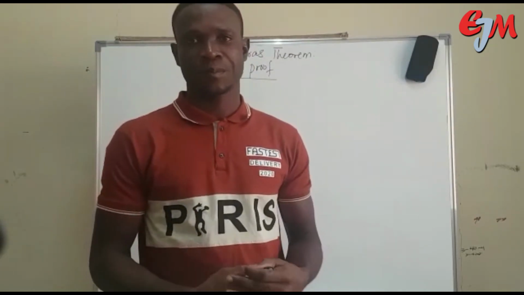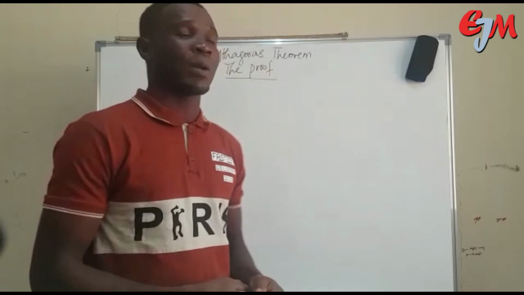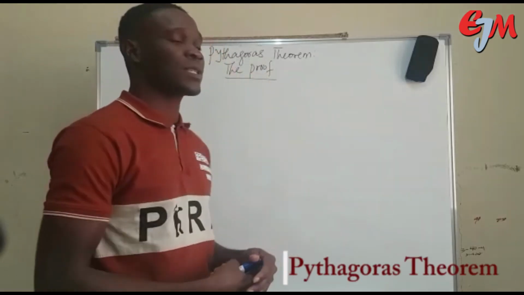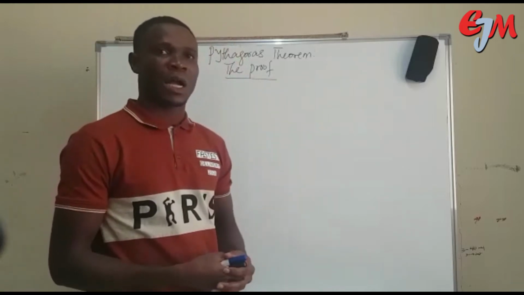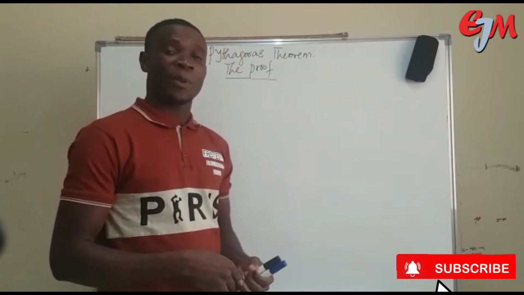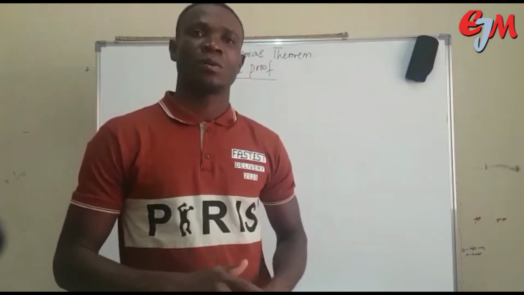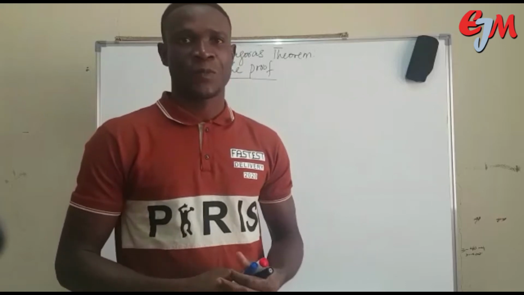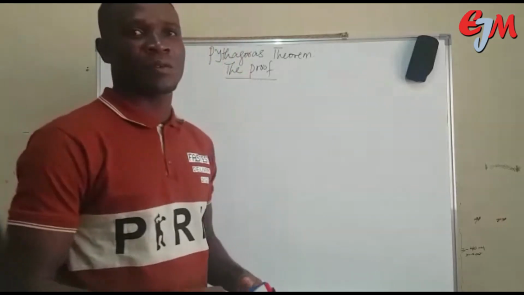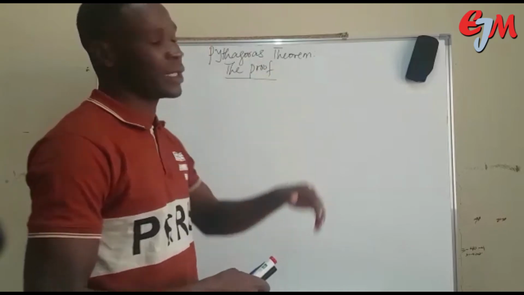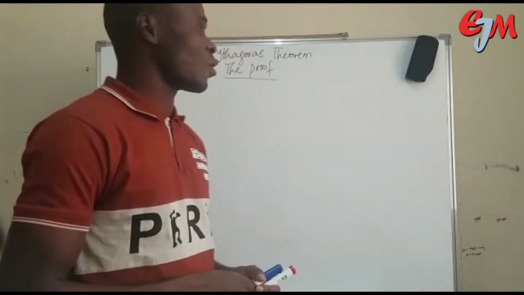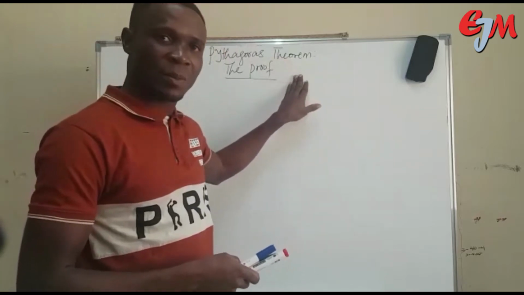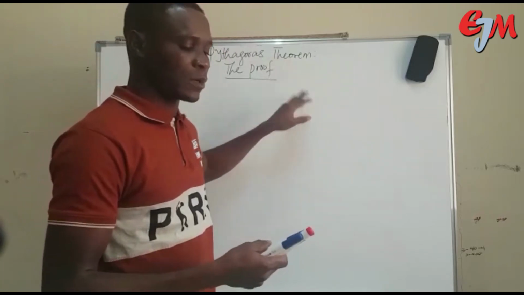Pythagoras Theorem. Today we shall be looking at the Pythagoras Theorem and we shall be proving the law as well. The Pythagoras Theorem is basically applicable to right angle triangles. It is only in right angle triangles that this particular law is mainly applicable. Now let us go ahead to know what the law is talking about and then the proof as well. Now let's go.